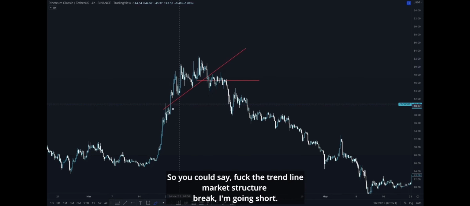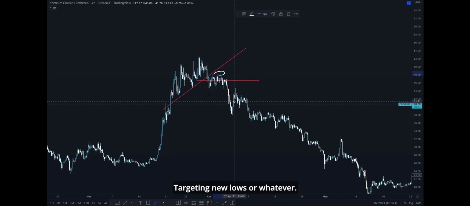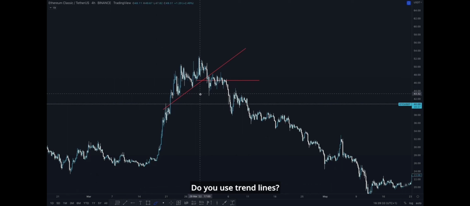So you could say, forget the trend line, market structure break, I'm going short, targeting new lows or whatever. Okay, yeah, that's one way of doing it. But what does this mean? What does this actually give you? It gives you confidence. This is what I say. People ask me, do you use trend lines? Do you use this, do that? Everything is useful in some sense.